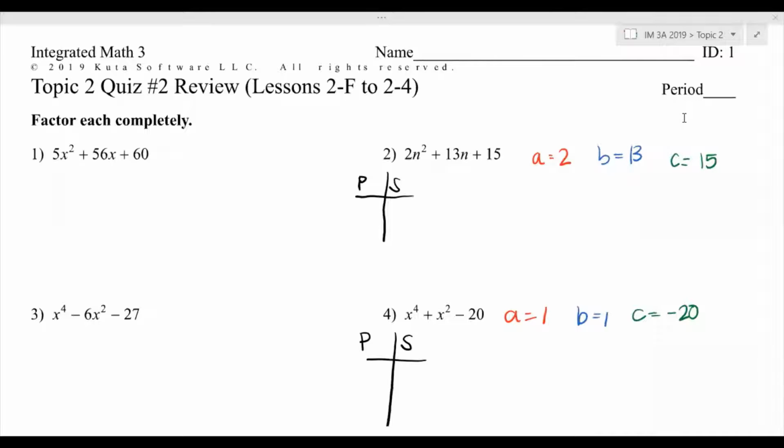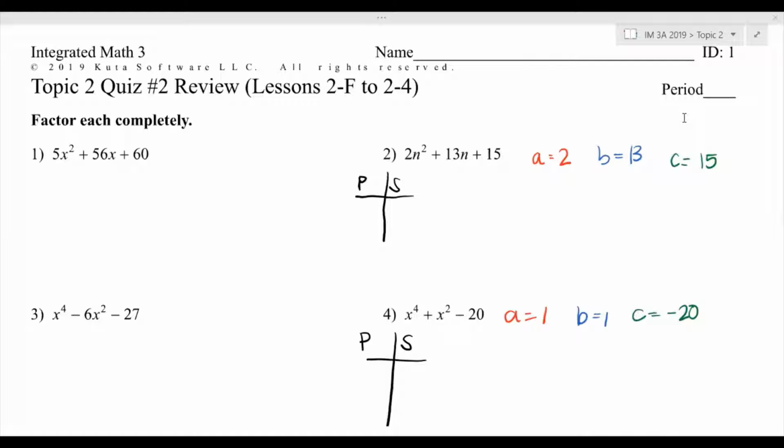Okay, so in this video I'm going to go over the even problems from the topic 2 quiz number 2 review, which covers factoring, sum and difference of cubes, and then synthetic division, long division, and the remainder theorem for polynomials.